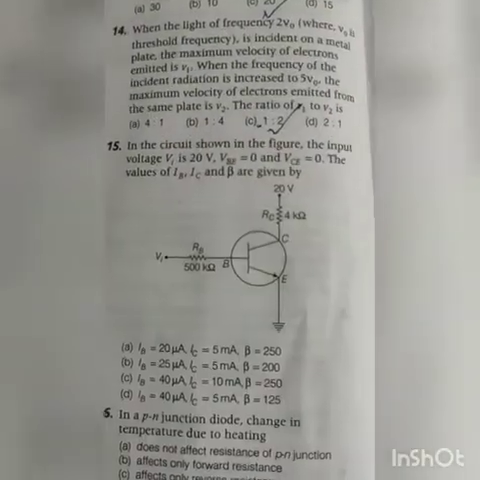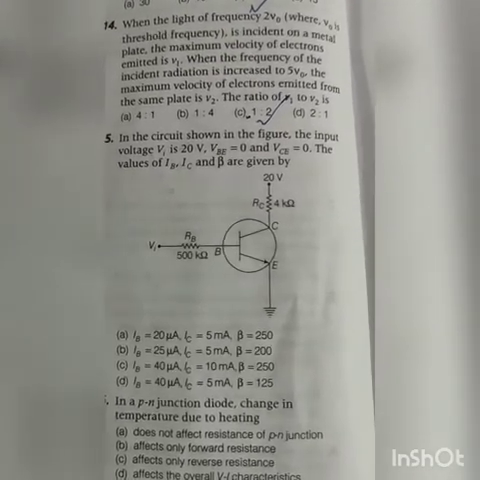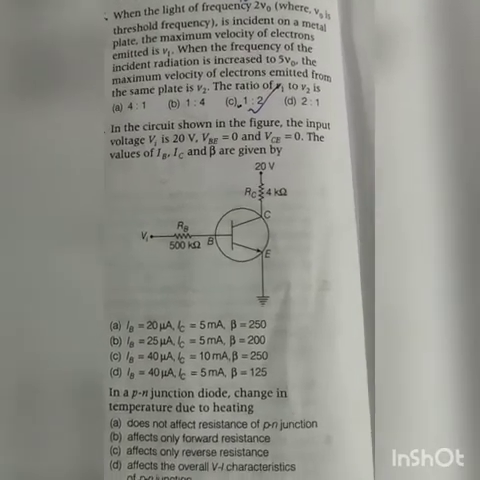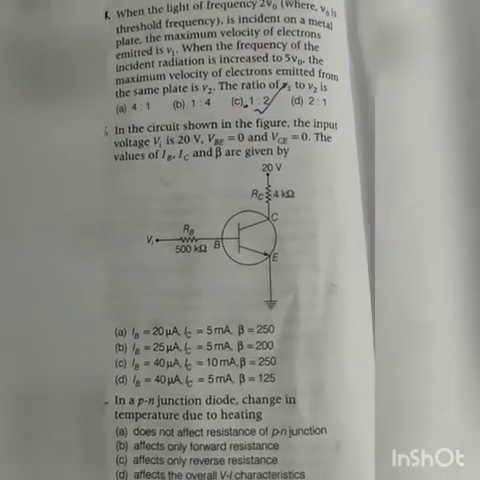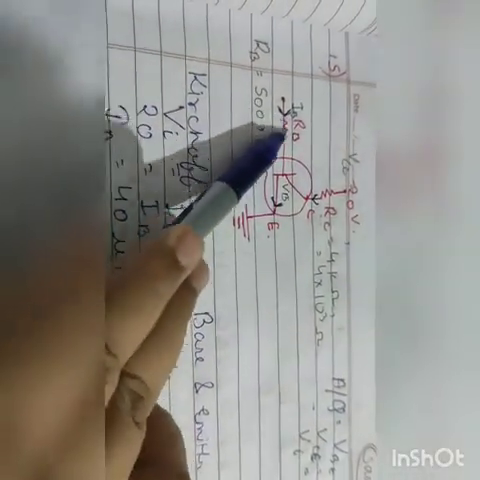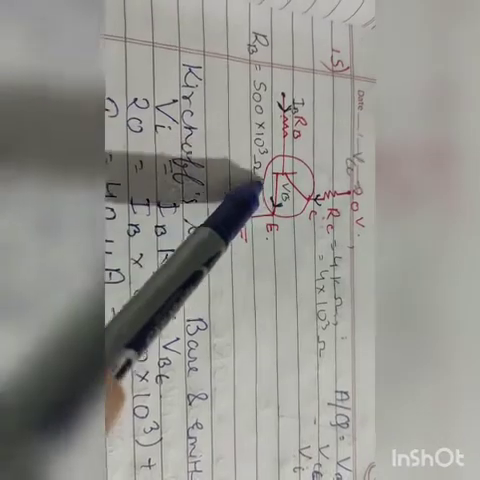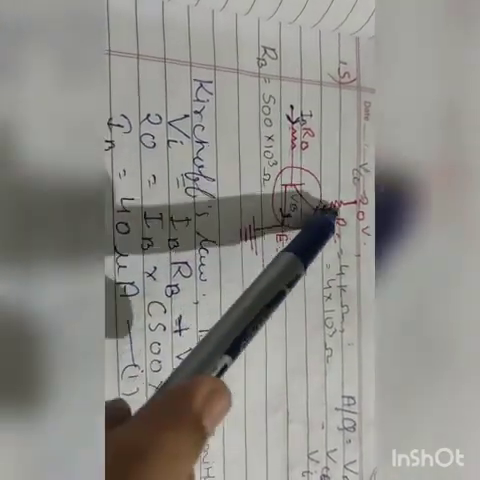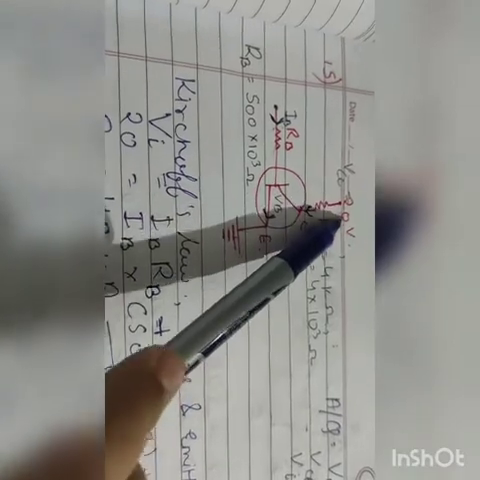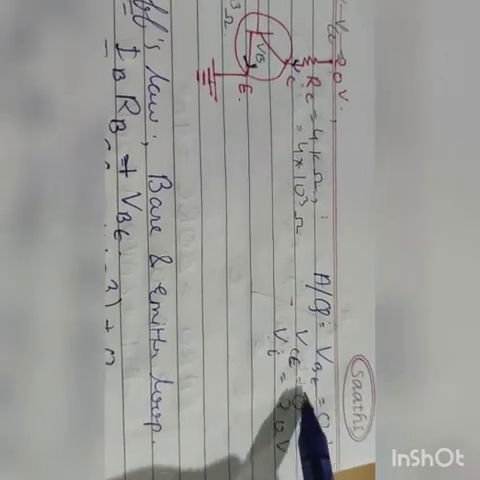Now, in the circuit shown in the figure, the input voltage Vi is 20 volt, VBE is 0, VCE is 0. The values of IB, IC and beta are given by? So this is our question, where current flows from here through RB, which is 500 × 10³ ohm. Then it goes to the emitter side, and on the collector side also one current comes. So it is 20 volt given, and RC is given as 4 kilo ohm, that is 4 × 10³ ohm.